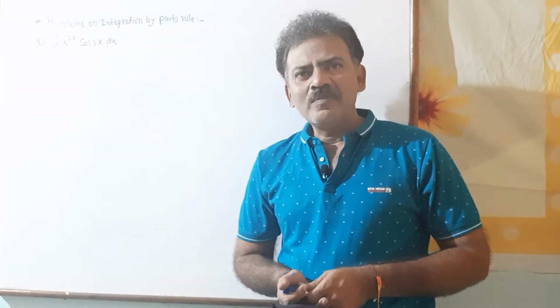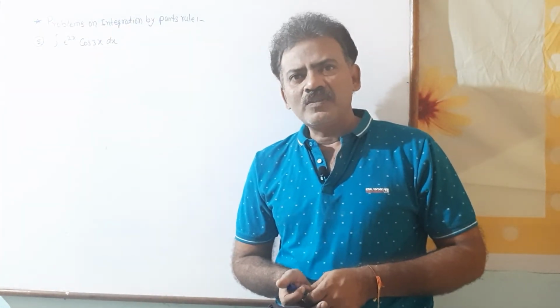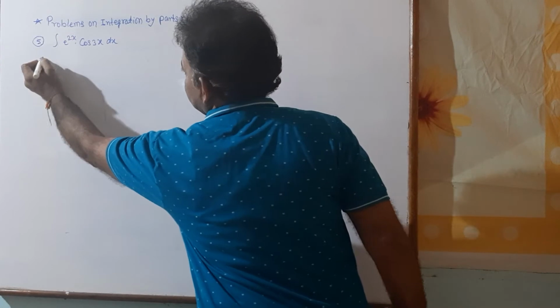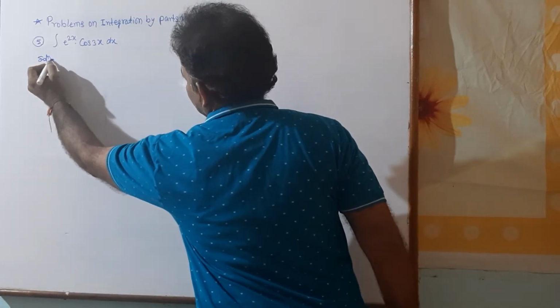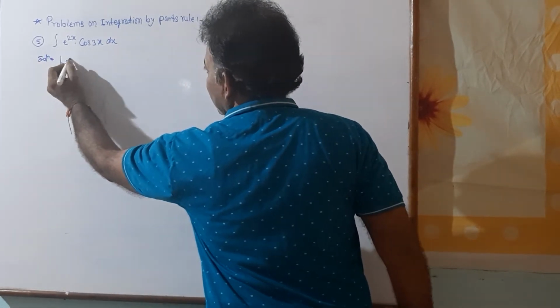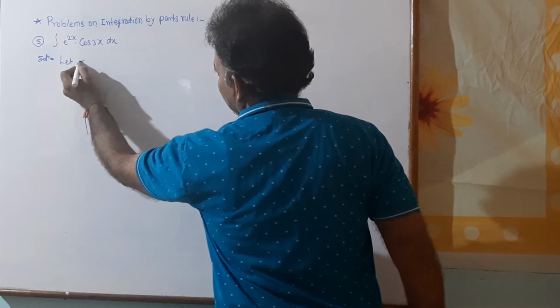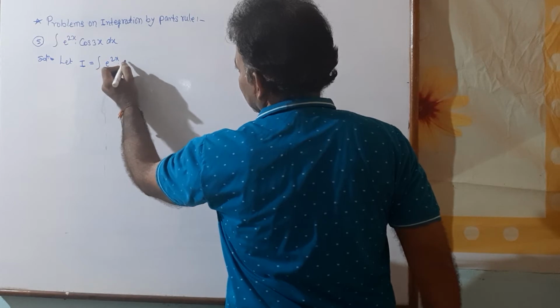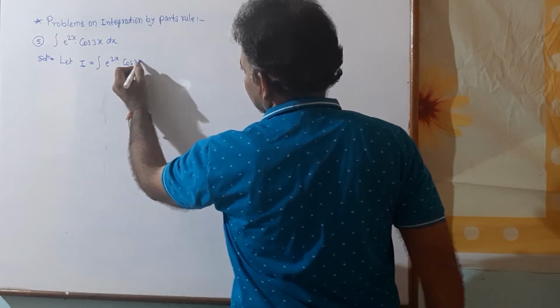We will continue problems on integration by parts rule. Let us continue. Problem number 5. Here we let I equal to the given problem, integration e to the power 2x cos 3x dx.